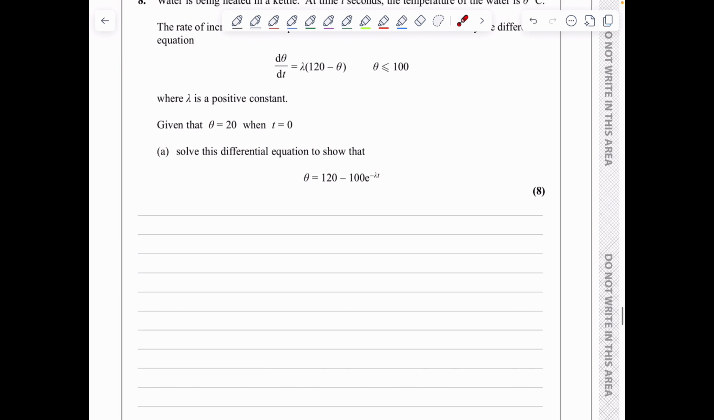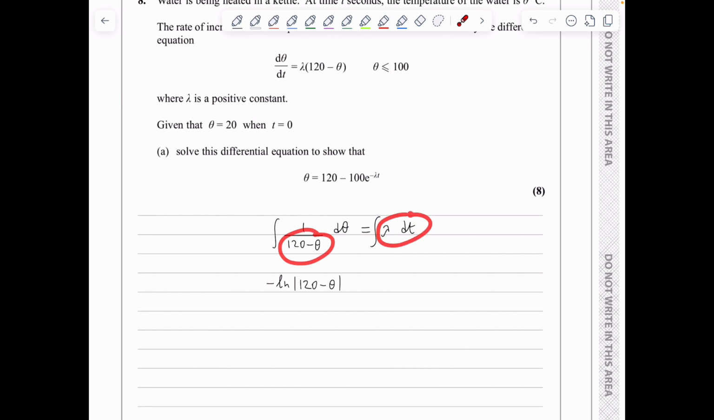Well, we know that with this differential equation, I will proceed by separating the variables, which means I will collect the theta terms with the d theta on the left-hand side and the t terms with the dt on the right-hand side. So we are looking at 1 over (120 minus theta) d theta being equal to lambda dt. I will integrate both sides. So on the left-hand side, it will give me ln of the absolute value of 120 minus theta, and I need to divide by -1, which is the derivative of 120 minus theta.